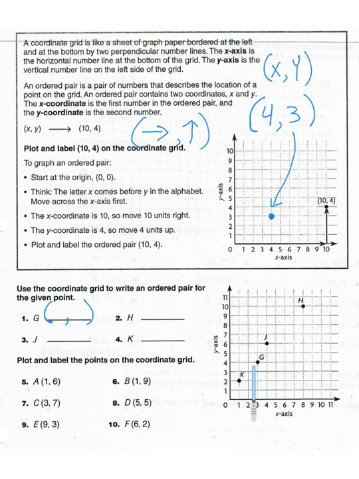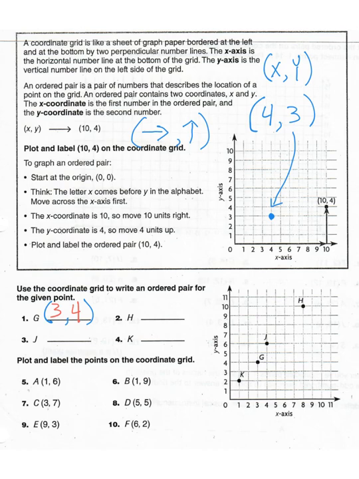Now G, like I said earlier, you always go over first. G is, from the origin, 1, 2, 3. G is 3 over. So my first number is 3. My x number is 3. Now we need to count how far up G is. G is 1, 2, 3, 4. G is up 4, so my y number is 4. That's how you will do those first 4 questions.